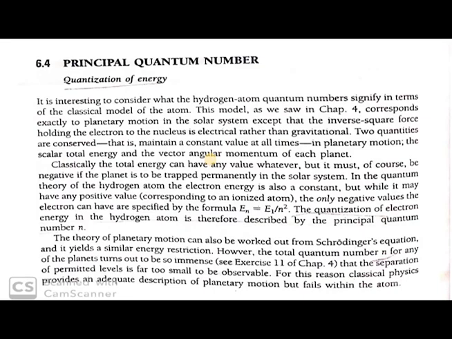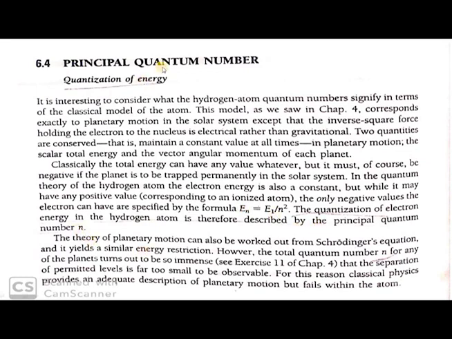That shows the quantization of energy. If it is an atom which is ionized, or its electron is removed, it can have a positive value for energy. And for the whole atom, the energy will have a negative value, and these energy values will be quantized. The quantization of electron energy in the hydrogen atom is therefore described by the principal quantum number.